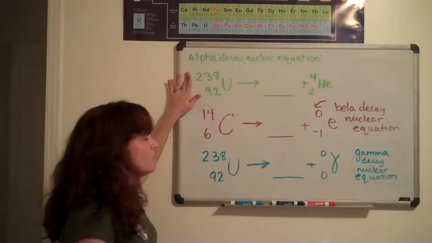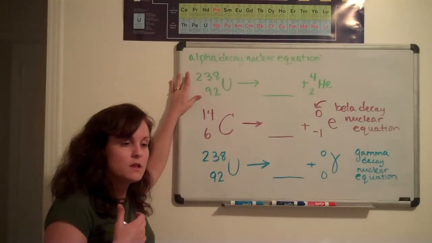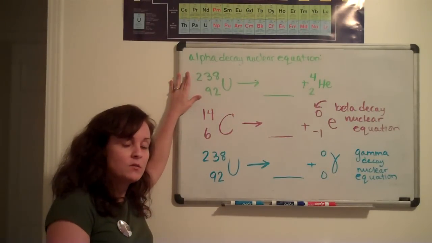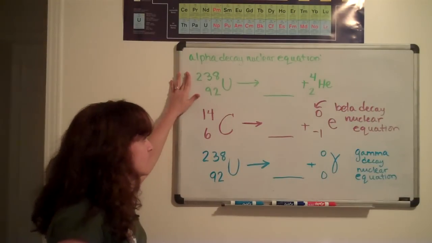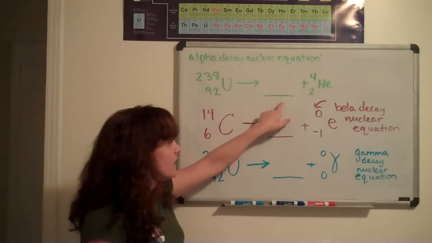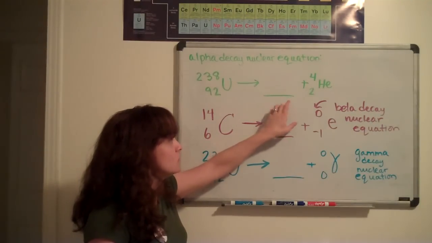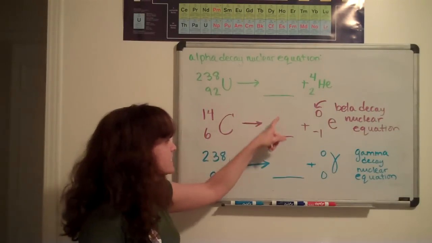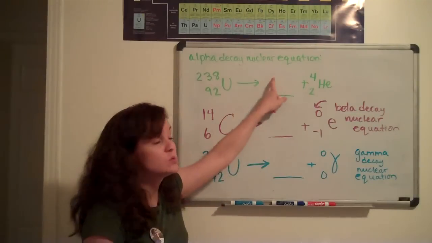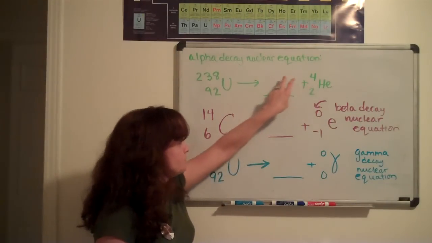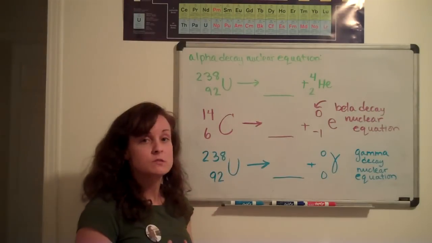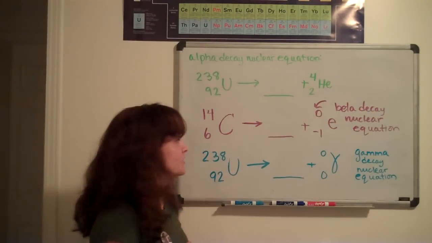So on the left-hand side of the arrow, you have the original atom, what you have before the decay takes place. And what's written on the right-hand side of the arrow is the 2 particles, and of course I have a blank here because we're going to figure out what particle is formed through these types of decay. But you will see 2 particles that are formed from that type of nuclear decay.